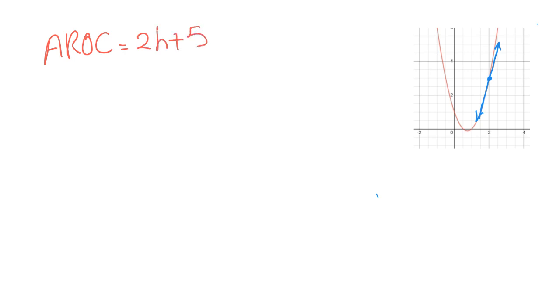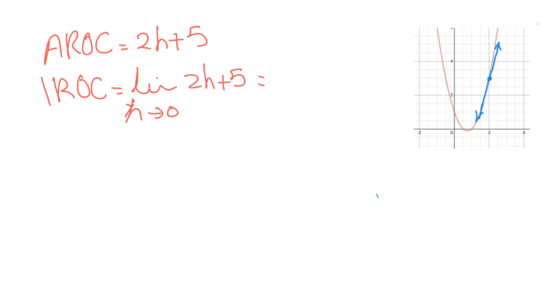Now I can find my IROC, so the instantaneous rate of change, which is the limit as h is approaching 0 for the function that we get from our AROC. Putting the 0 in for h inside my equation, that will equal 5. So your IROC is equal to 5. Recall this 5 means it's the slope of the tangent line at x is equal to 2.